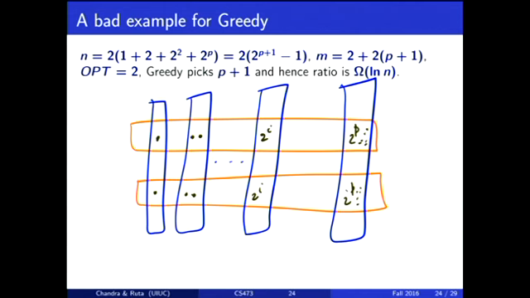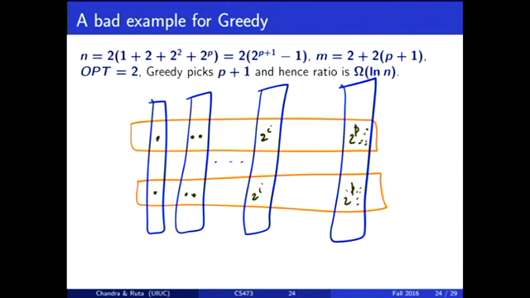Okay, but what does the greedy algorithm do? Which one will it pick first? It will pick this one, right? Why? Because the number of elements in the orange bar is 1 plus 2 plus all the way to 2 to the p, which is 2 to the p plus 1 minus 1. Well, what about this big one? 2 times 2 to the p is 2 to the p plus 1, so it's 1 better. So the greedy algorithm will first pick this set.